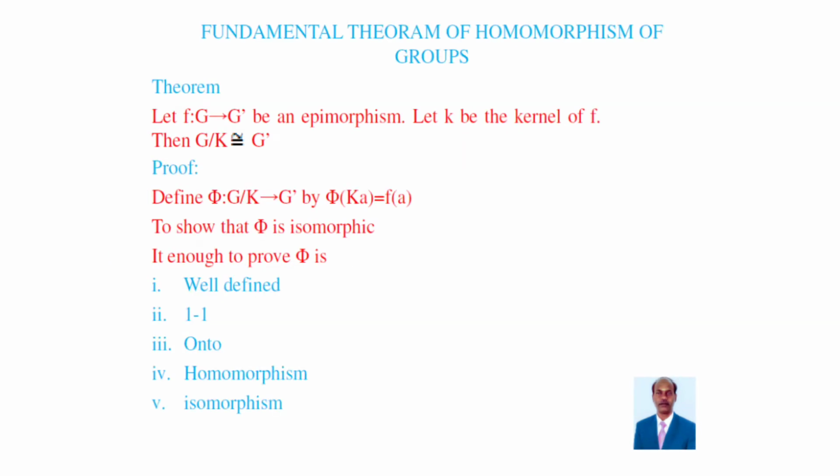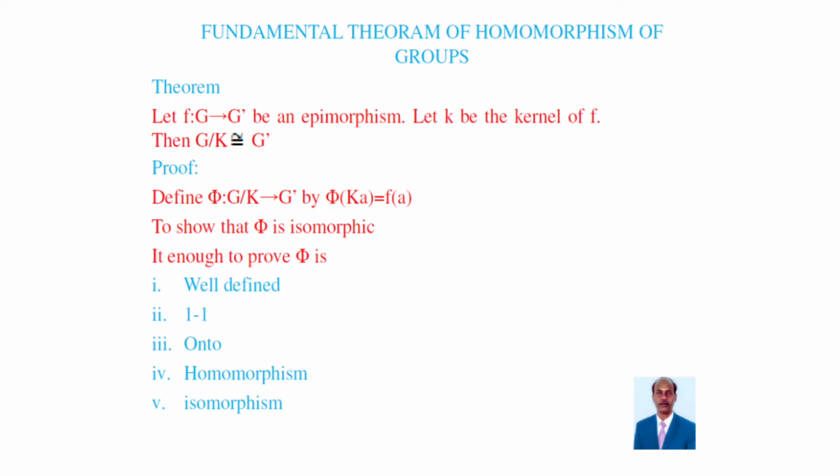So now we are going to discuss the fundamental theorem of homomorphism. So what is the statement? Let f from G to G' be an epimorphism. Let K be the kernel of f. Then the quotient group of G modulo K is isomorphic to G'. So what is the proof?